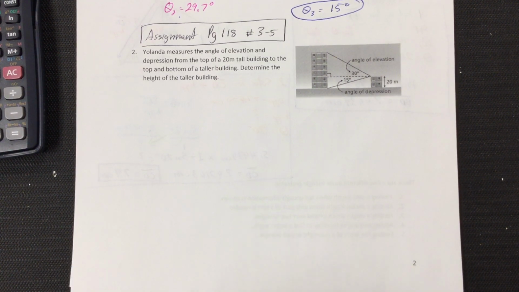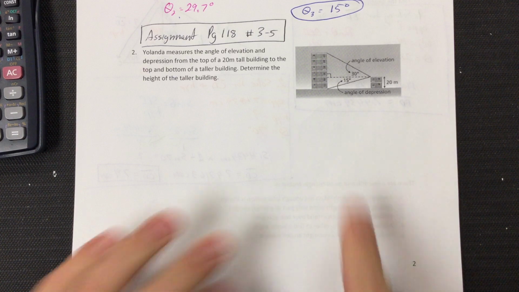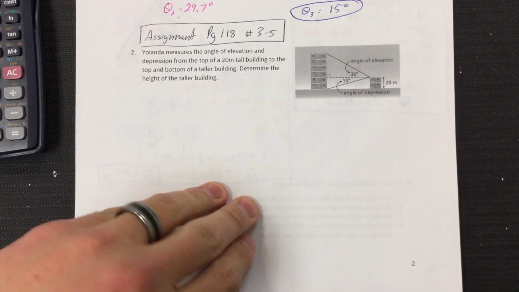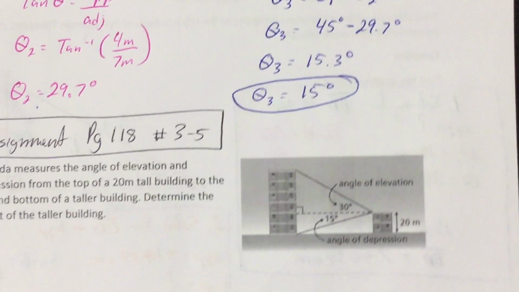Question 2. Yolanda measures the angle of elevation and depression from the top of a 20-meter tall building to the top and bottom of a taller building. Determine the height of the taller building. Here's our diagram, and I'm just going to zoom in on it a little bit as I talk about it.